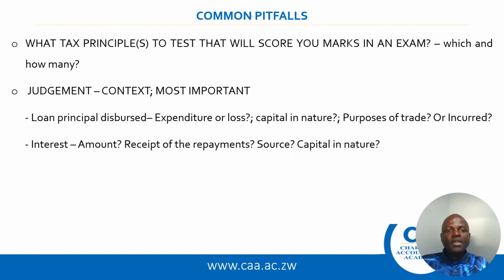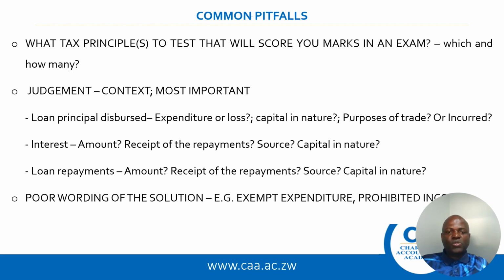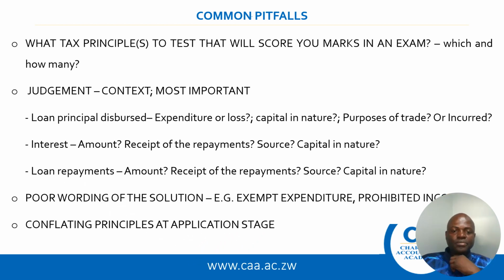that ability to apply yourself to the scenario and context. Interest, like I said, I'm receiving interest, so what of those? Repayments, I've also done that. Some of the pitfalls are poor wording. Example, someone is discussing expenditure and they call it exempt. Or someone is looking at interest that is being received and then they try and call it prohibited instead of exempt, if it is exempt.